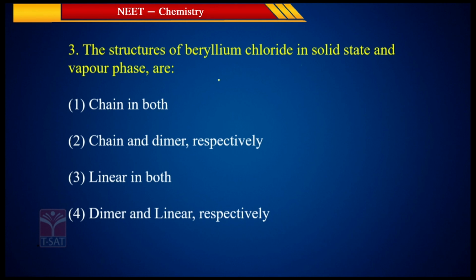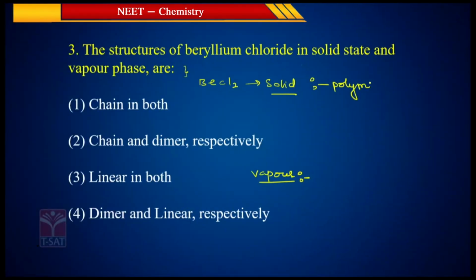Okay. And next, coming to the third question, the structure of beryllium chloride in solid state as well as in vapor state. This is very important. BeCl2, beryllium chloride. Beryllium chloride in solid state exists in a different form, and in vapor state it will exist in a different form. In solid state, how will it exist? It exists as a polymer.